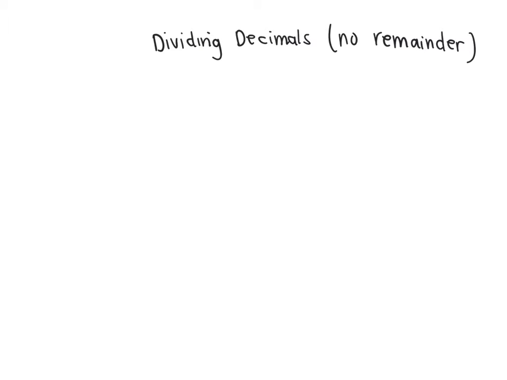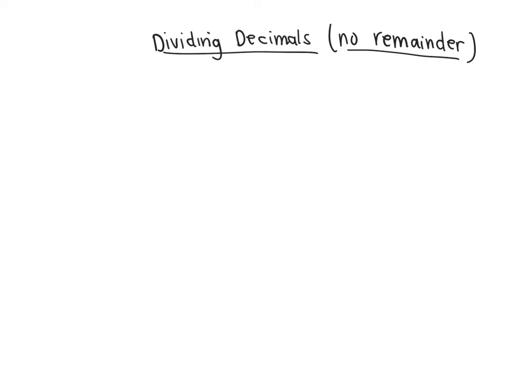Okay, so now I want to talk about dividing decimals with no remainder. When we're dividing decimals, we can't have a remainder because the number that we're dividing is already smaller than 1. Remember, that decimal point means we're in a number that's not a whole number, like tenths or hundredths or thousandths. So we have to just do a little bit extra work when we're dividing decimals to have no remainder.